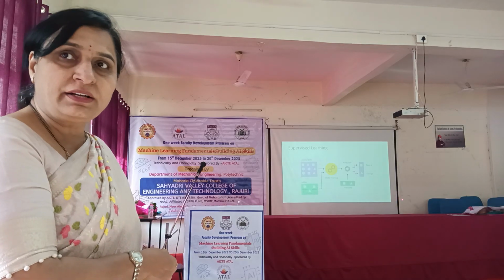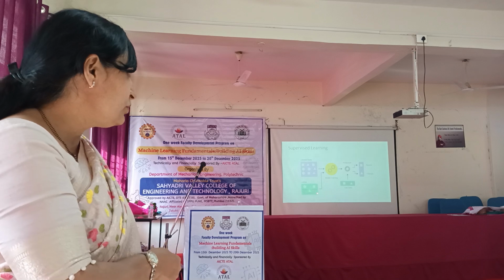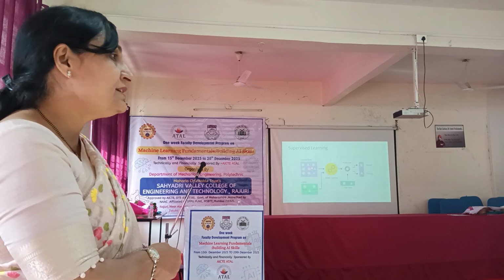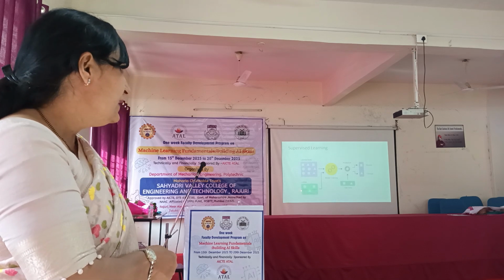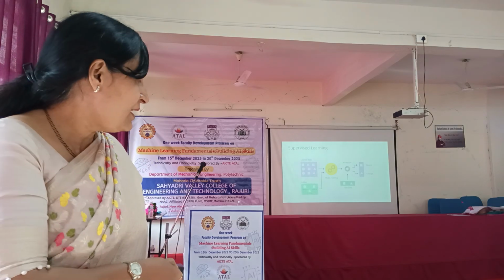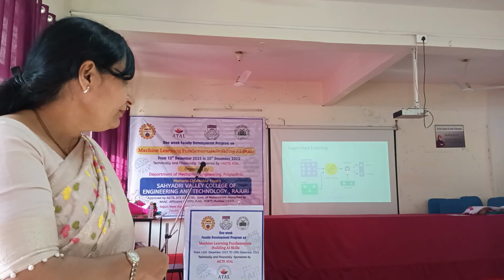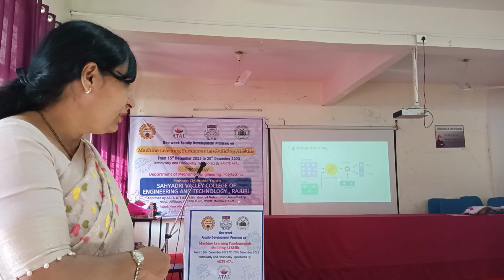This is called model training. I will train the model. How will I train the model? If 4 sides are there, then call this thing a square. If 3 sides are there, then call this thing a triangle. If 6 sides are there, then call this thing a hexagon. In this way, I will train my model, and then the model will get trained.